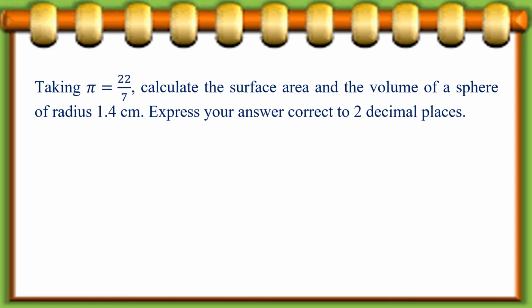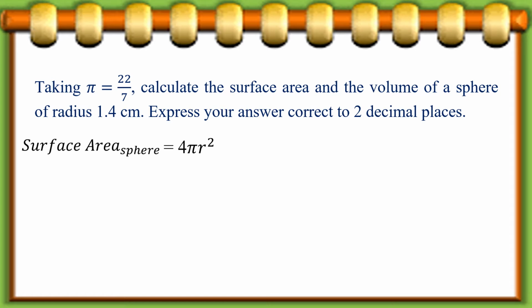So let us have example number 1. Let us read together the problem. Taking pi is equal to 22 over 7, calculate the surface area and the volume of a sphere of radius 1.4 centimeters. Express your answer correct to 2 decimal places.